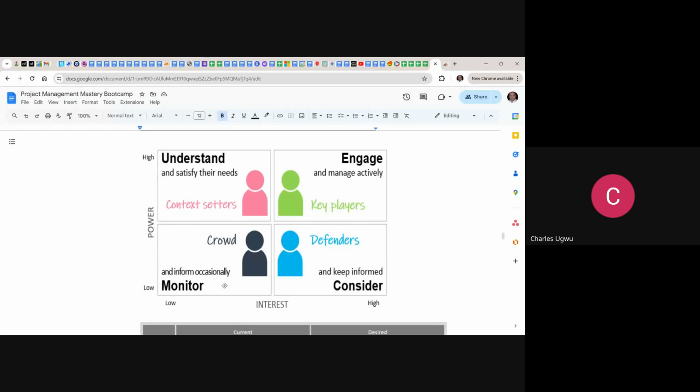In some cases, people like the operatives in our work environment can fall into this group. If you're in construction sites, we have people like laborers, electricians, bricklayers, plumbers. These people are operatives working on that construction site. You need to monitor them to make sure that they are doing what they are supposed to do.